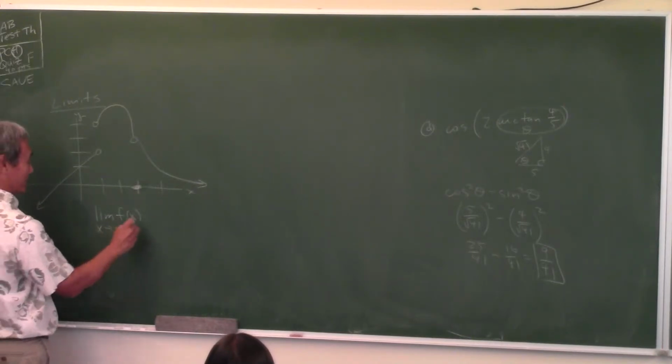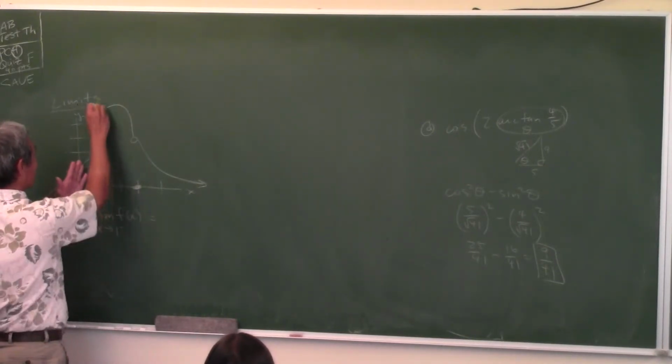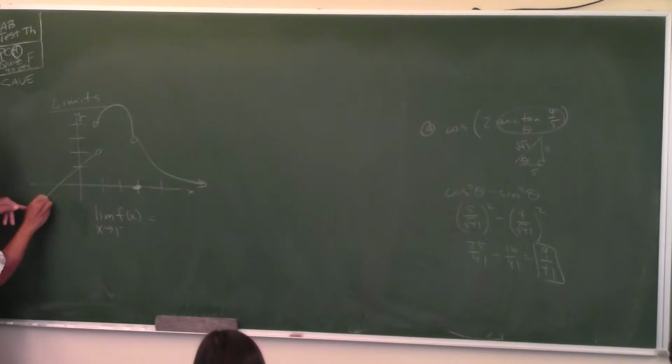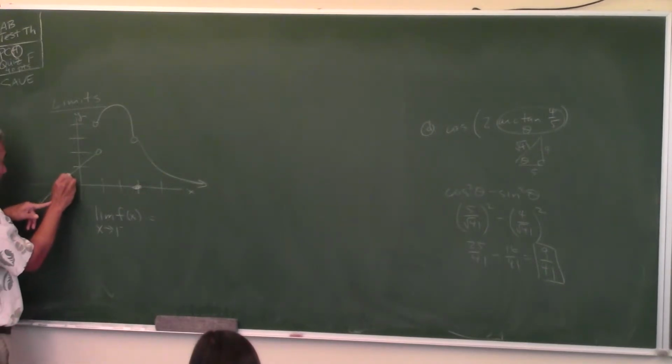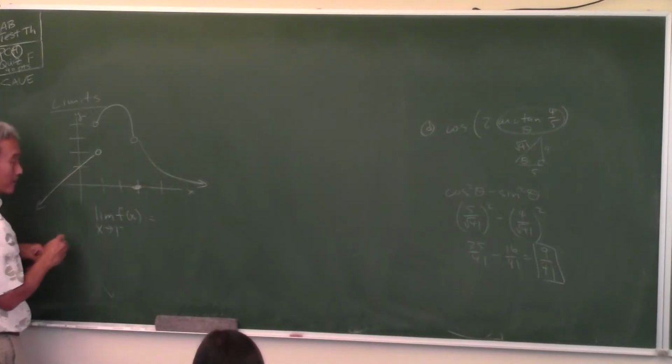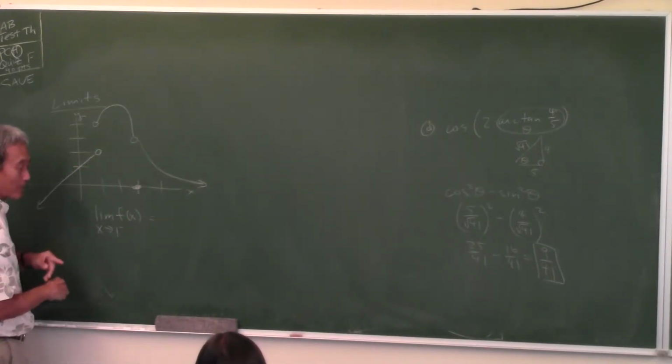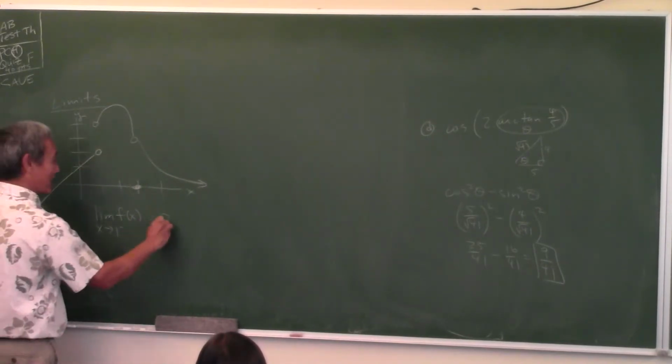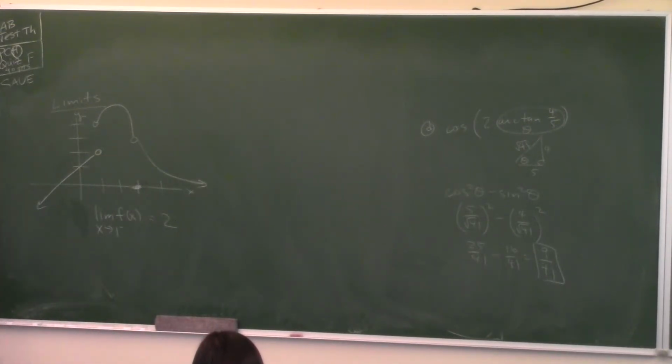From the left. Here's 1. Coming from the left, look at the graph. The graph is getting closer and closer to this point right there. What is the y-coordinate of that point? 2. So that's how you figure out the limit from the left, which we call the left-hand limit.